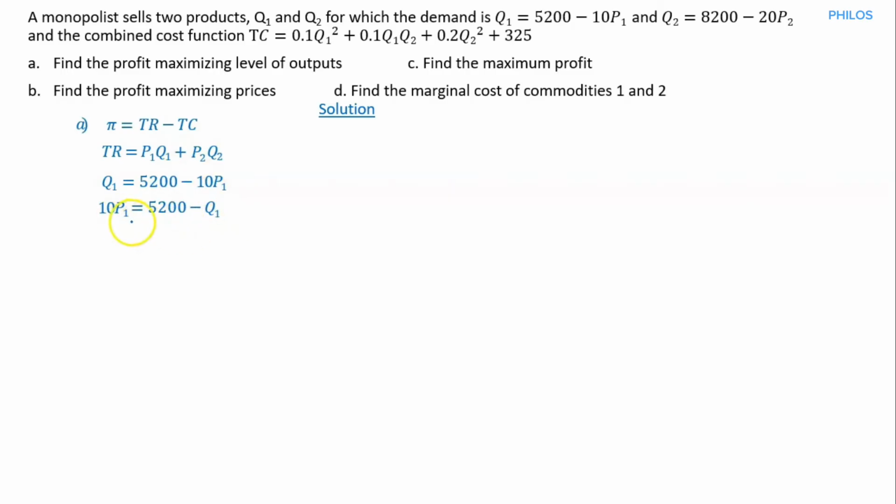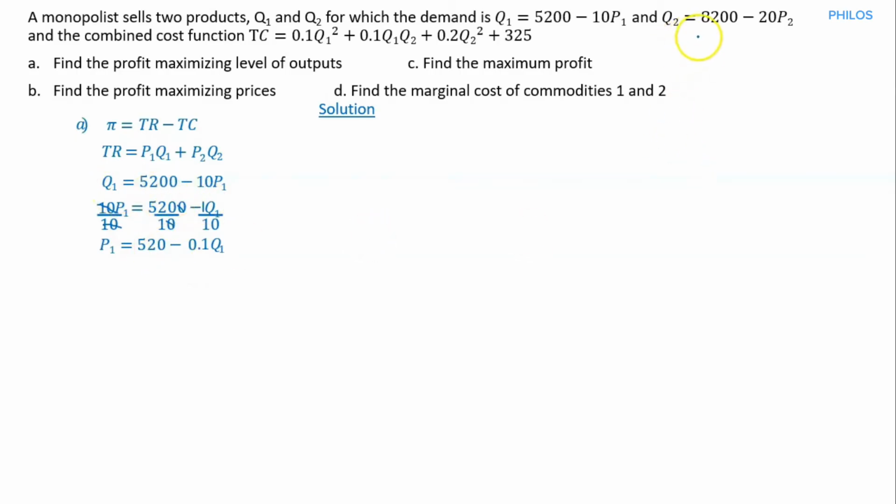Now, we want to make P1 the subject, and P1 has a coefficient of 10. So what do we do? We divide through by the coefficient of P1, which is 10. So let's divide through all by 10, so that this 10 will cancel this 10. So you have P1 equal to 5,200 divided by 10, which should give us 520. Okay, so we have 520 minus, there is 1 as a coefficient of Q1 here, 1 divided by 10 is 0.1. So we have 0.1 Q1. So when we make P1 the subject from the first equation, that's what we get.